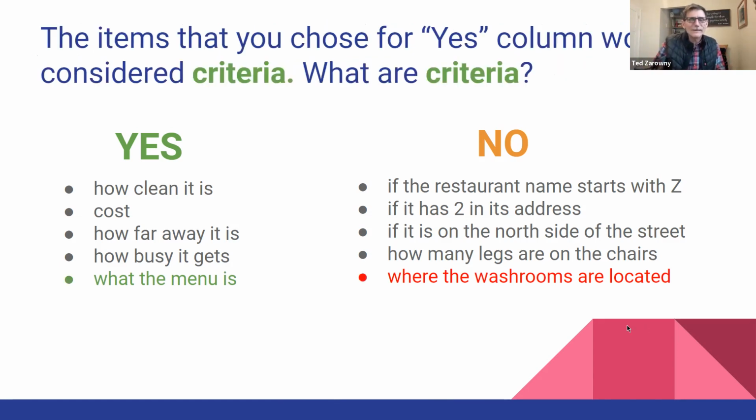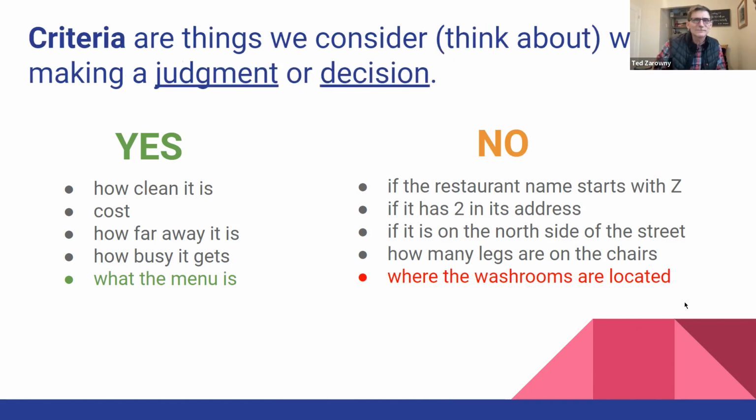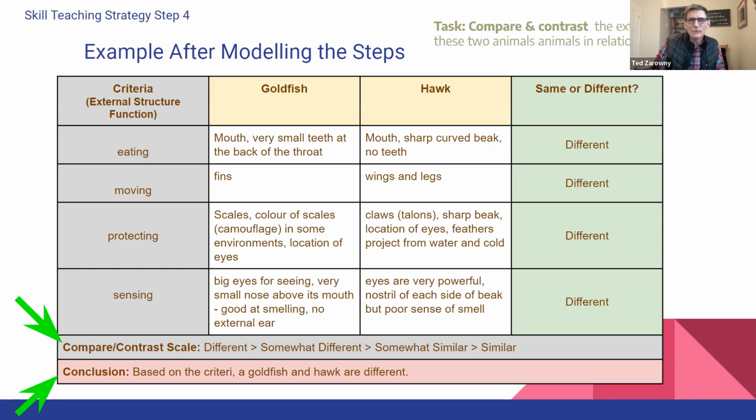After you explore that idea, then, okay, right. Everything that's in the yes column is a criteria. So let's define what a criteria is. And if you work with that, then the kids come up with the solution on the next slide. Criteria is something we consider, we could think about when making a judgment or decision about something. All those things in the yes column will help us decide what restaurant we're going to go to. And now that the kids know what criteria is, then I can go through those 5 steps.